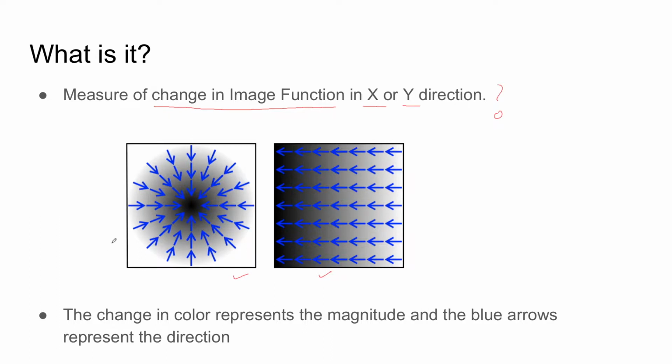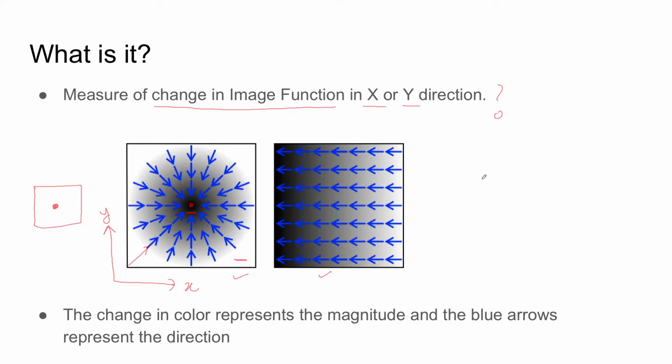So if you see this image, we can see that the direction of the change is in both x and y direction, and it is towards the center. And the magnitude is represented from white fading into dark. If you look at a bigger perspective, you can see that it is a point.